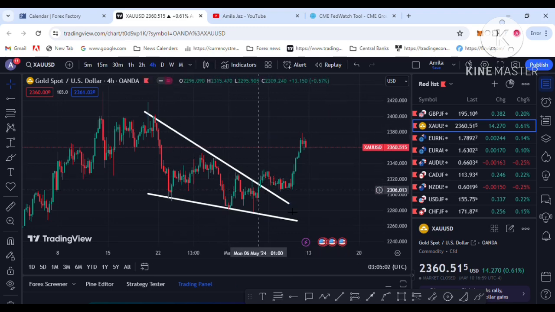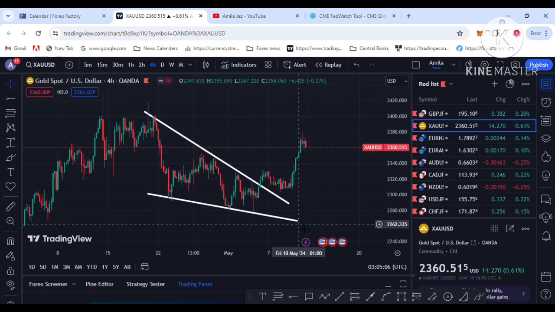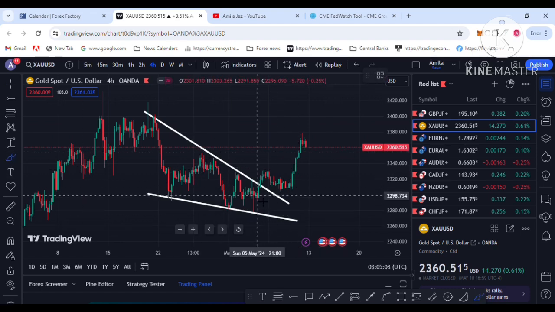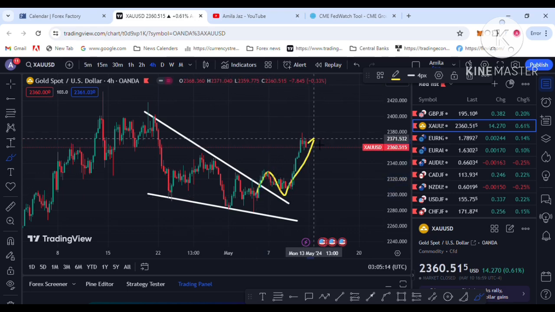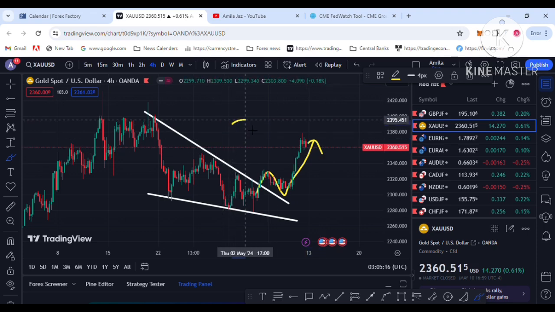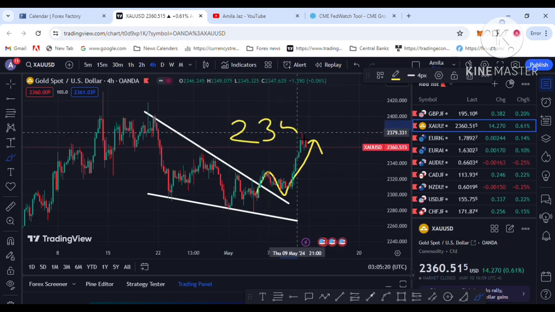So I am on the 4 hour chart. You can see this triangle pattern I mentioned in my last week video. This pattern broke out to the upside and retested, and that is a buy opportunity. I already mentioned it in my last week's weekly analysis video. 2350 is the target I mentioned there, and that has been reached last week. That is the accurate analysis for gold trading.